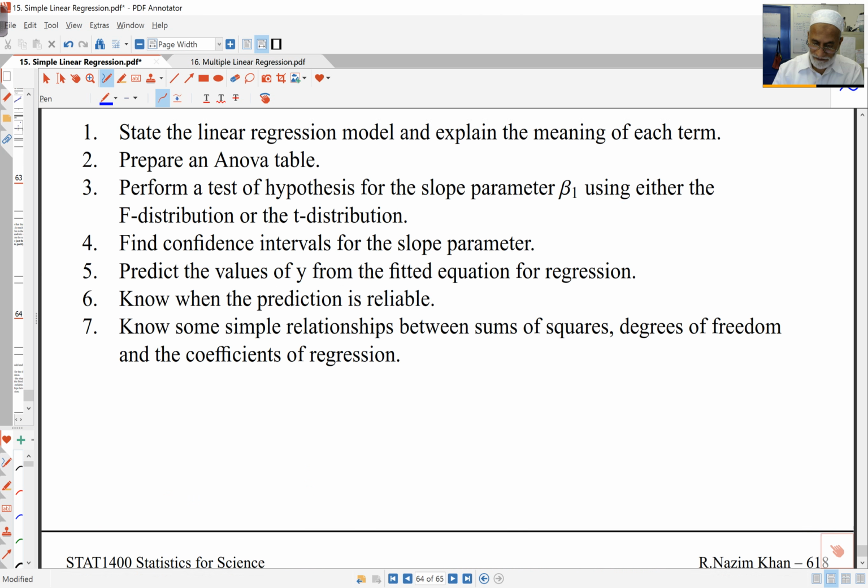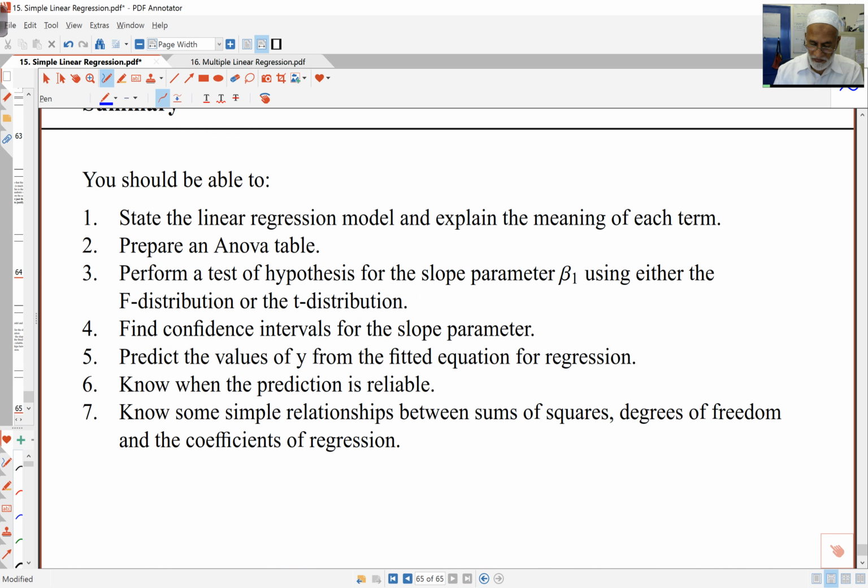As a summary here, these are the things we should be able to do. In a regression model, explain the terms, prepare the ANOVA table if you have to, perform hypothesis tests, confidence intervals, predict, and also know when the prediction is reliable, and some relationships. So coming to predictions, you can only predict in the range of data. So if my x values go from here to there, then this is the range I can predict in. Any values outside that will be a problem.